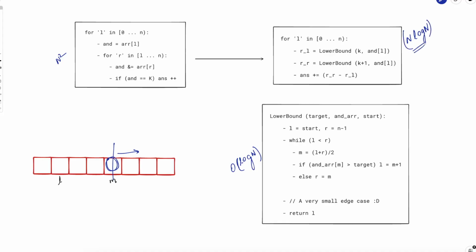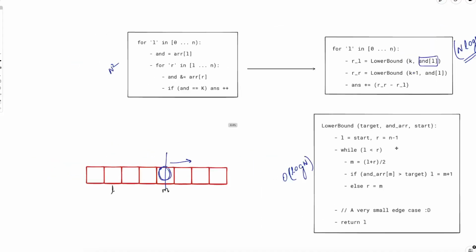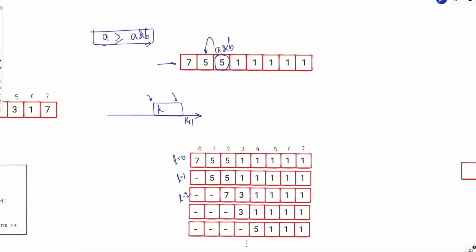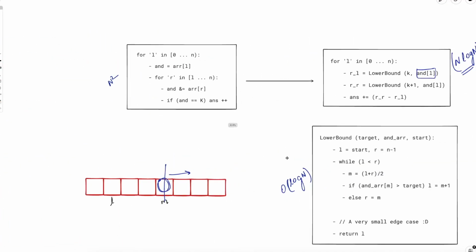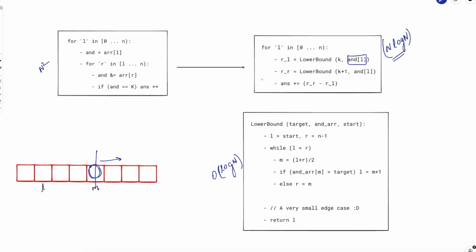But is that it? The answer is no, because notice that this AND array is also something you have to compute, and we have seen before that this AND array will be different for every L. So if you compute this naively, this will take itself order n square time, right? So we have reduced the complexity of this entire thing, but the computation of this AND array itself is still order n square, which we have to do, let's say, outside of this loop, right?